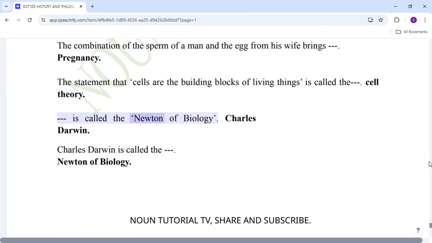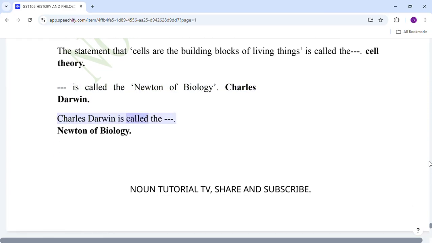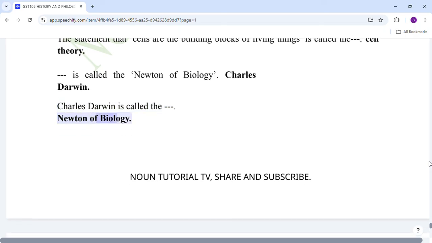Charles Darwin is called the Newton of biology.